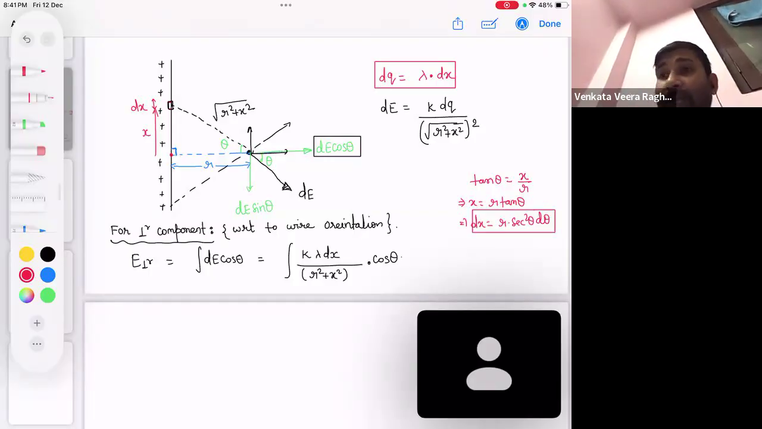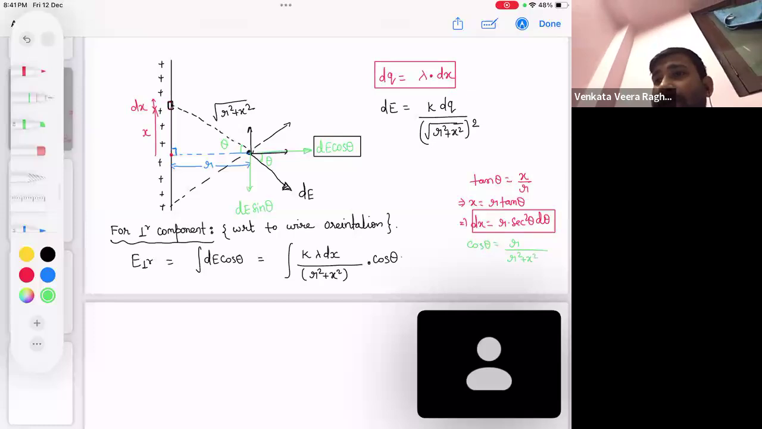And one more thing you can see in the diagram, that cos theta equals r by square root of r square plus x square, isn't it? So you can also write r square plus x square as r square by cos square theta, that means r square sec square theta. Now the equation is simplified to get the answer.